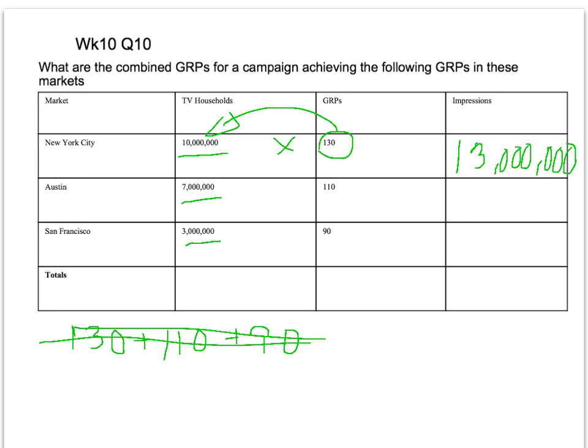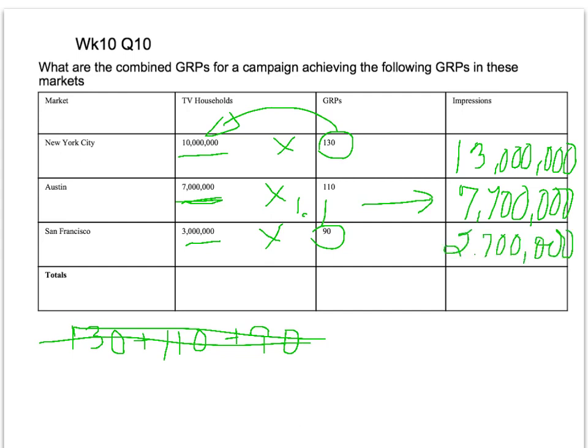So our TV households in Austin are 7 million, and we've achieved a GRP of 110, or 1.1. So it's 110% or 1.1. So we're going to multiply 7 million by 1.1 to get total impressions yielded of 7,700,000. And here the same thing. GRPs of 90, we're going to multiply 3 million by 0.9 for impressions of 2.7 million.